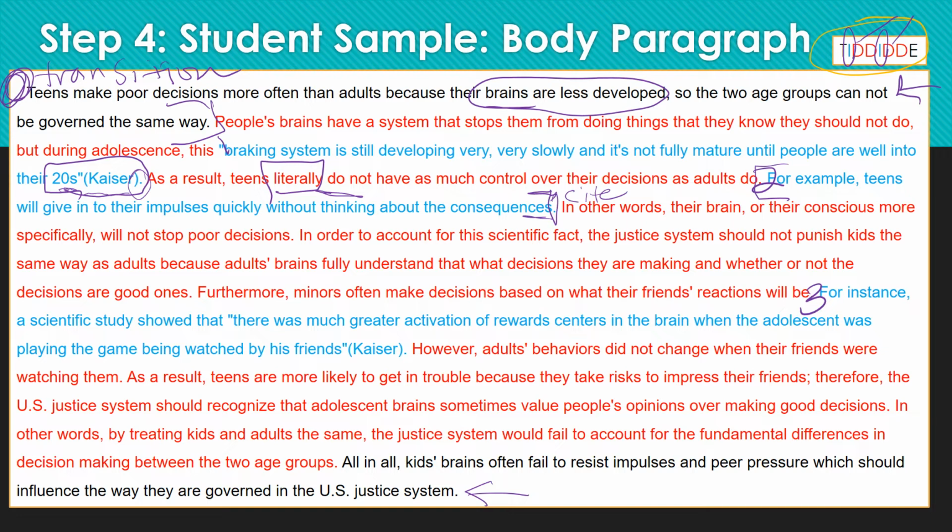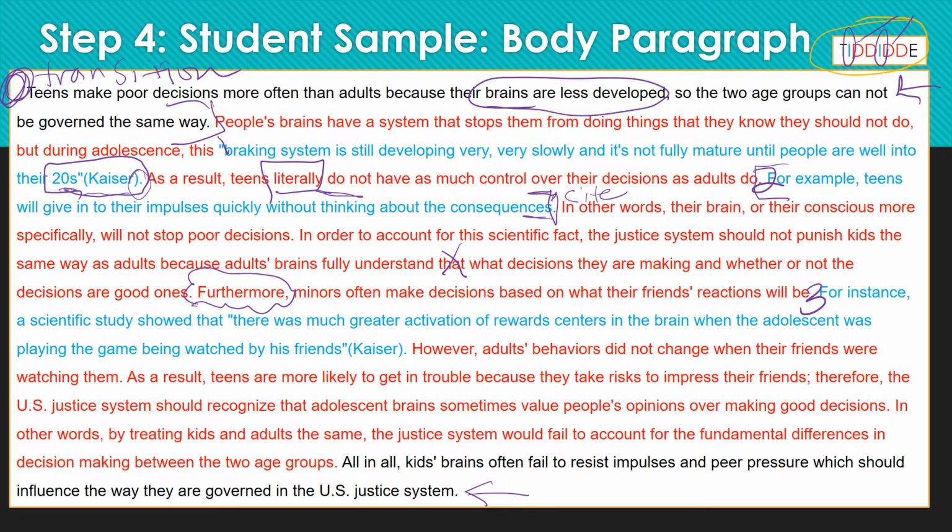In order to account for this scientific fact, the justice system should not punish kids the same way as adults, because adults' brains fully understand what decisions they are making and whether or not the decisions are good ones. 9 times out of 10, you can take that word out, guys. Furthermore, beautiful transition, love it.